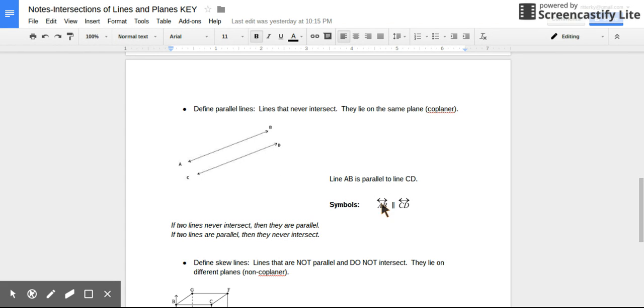In symbols, we read it the exact same way. This symbol that looks kind of like 2 vertical lines or 2 railroad tracks or a pause button on the remote maybe, that is the symbol for parallel. So we read this the exact same way. Line AB is parallel to line CD.